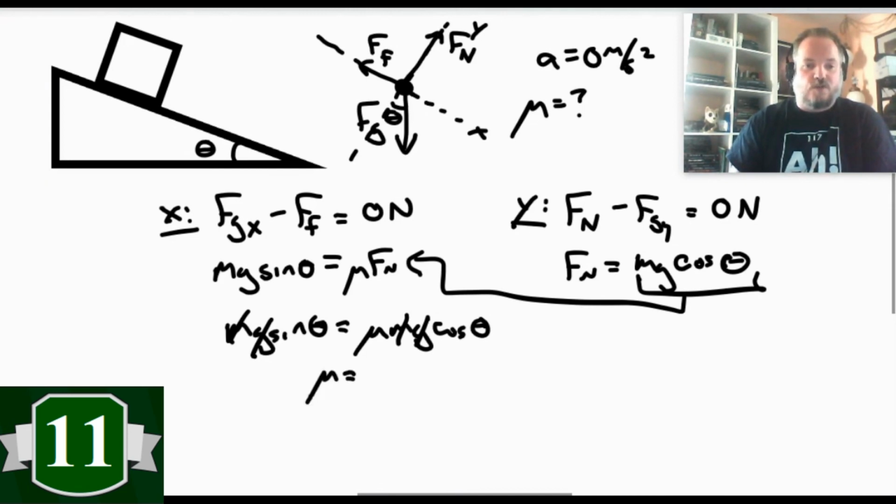The coefficient of friction to just barely keep something from sliding is equal to the tangent of the angle. That's it. This is a way that you could find the coefficient of friction relatively quickly, and maybe we'll try that in lab and compare it to another example.